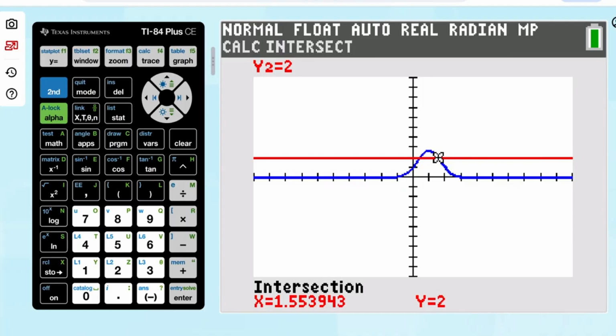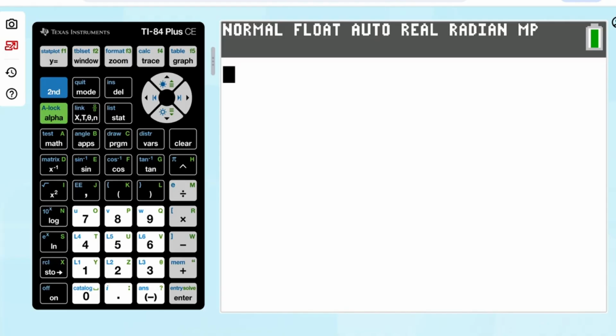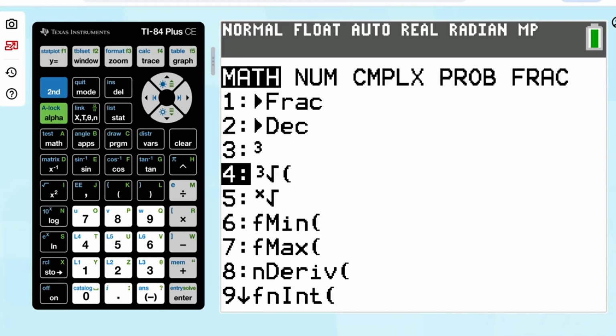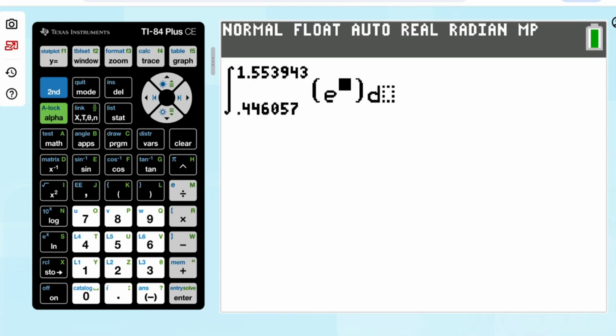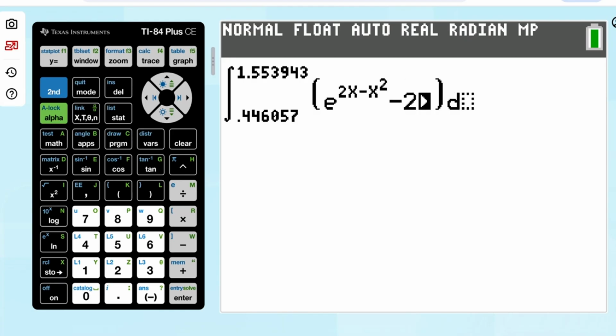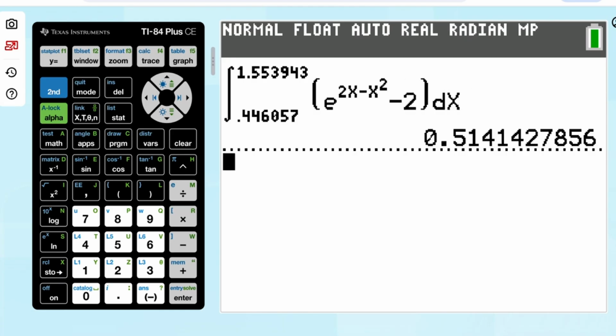So we're just going to go to our graphing calculator here. We'll hit second quit to go out of there. Math option 9 gives us that integral. We're going from the first intersection point, which was 0.446057, to our second intersection point, which was 1.553943. And it was just our upper function of e to the 2x minus x squared, and then minus our second function, which was just 2, dx.